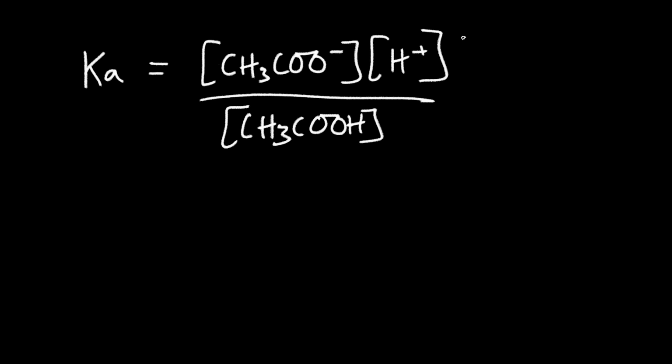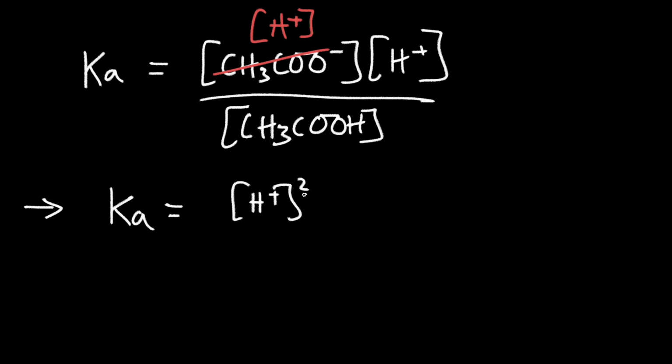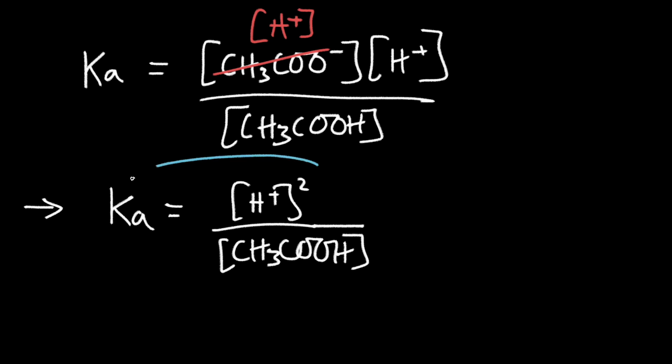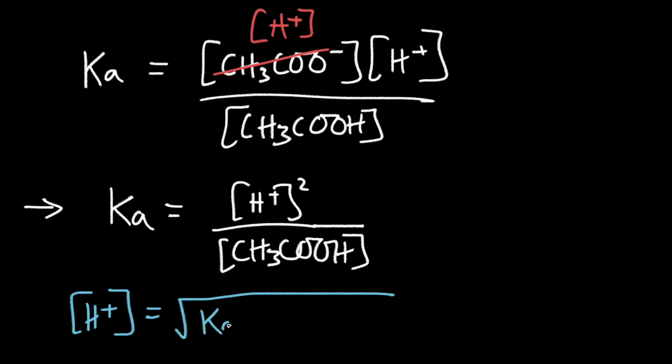So let's substitute that into our Ka equation, which was this. We just said that we can swap out this for H+. So that becomes Ka equals H+ squared over CH3COOH. And if we rearrange this equation, we get H+ ion concentration is equal to the square root of our Ka times the ethanoic acid concentration.